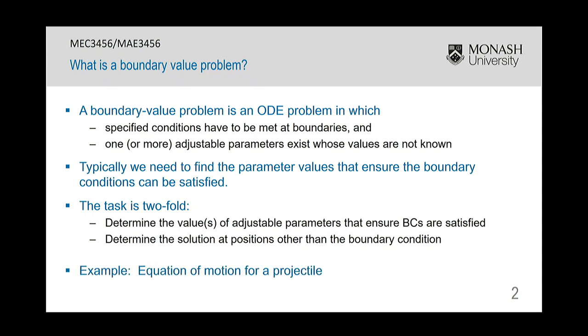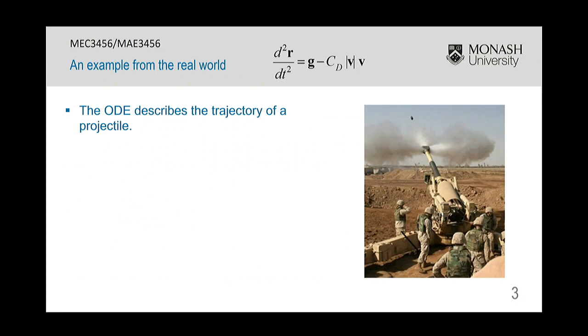And a perfect example of this is the equation of motion for a projectile. So let's have a quick look at that to try and explain this a little bit better. So imagine we have a howitzer there that's firing a projectile, and we have a particular target somewhere across here that we're trying to hit. The equation that describes the motion of the projectile is this vector equation. R has components of x, y and z. d squared r dt squared is equal to g minus cd, absolute value of v times v, so there's a drag term and a gravity term.